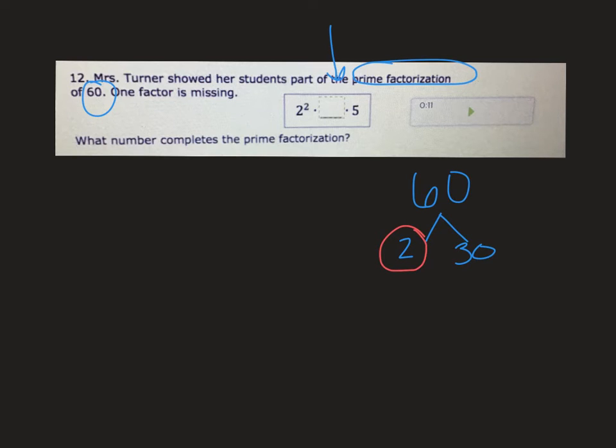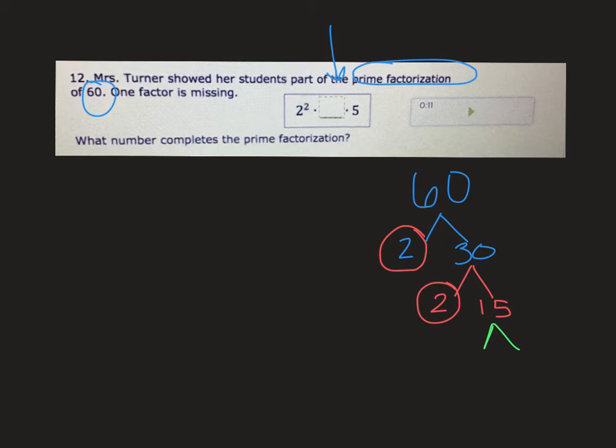2 is prime because I can only do 1 times 2 to get to the number 2. But 30 is not, so I have to keep breaking it down. Okay, and I am going to do, how about 2 times 15? You could have done 3 times 10. That would have been fine. But I'm going to do 2 times 15 because I know 2 is prime. And so all I have to do is break down my 15.